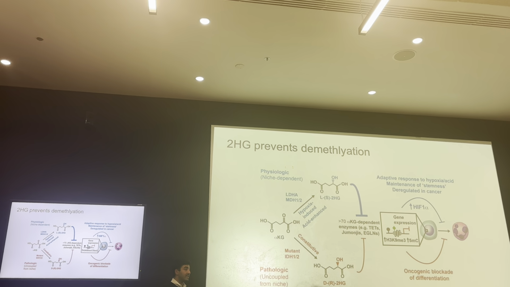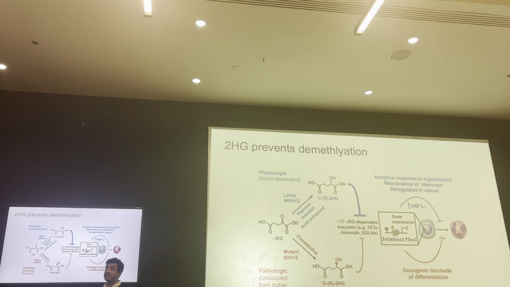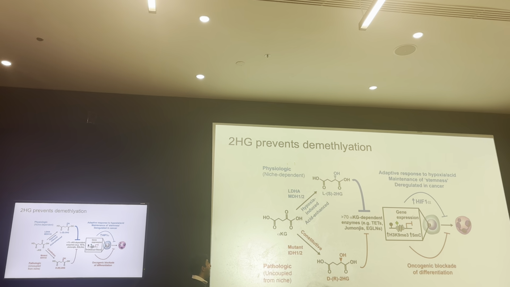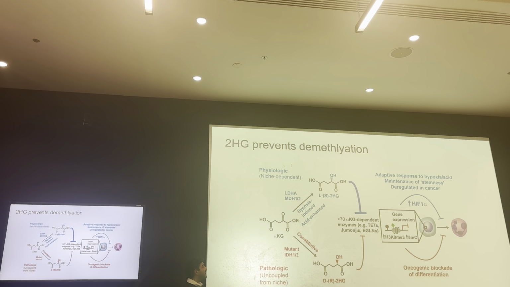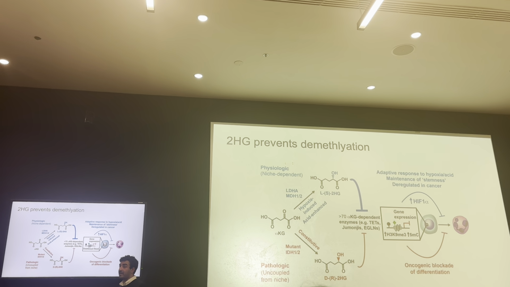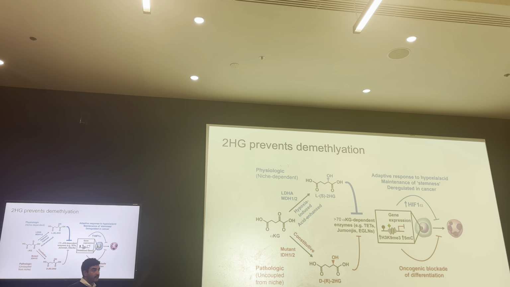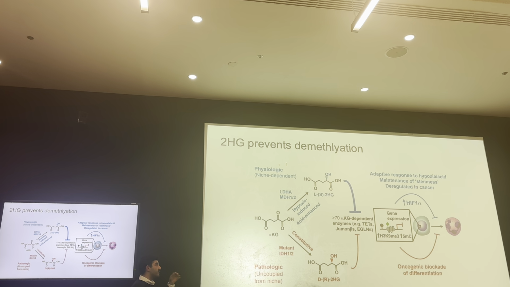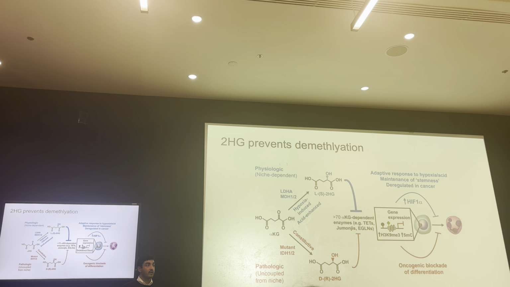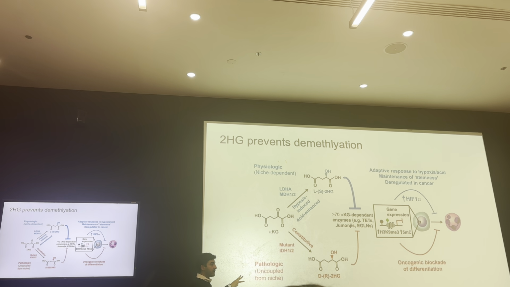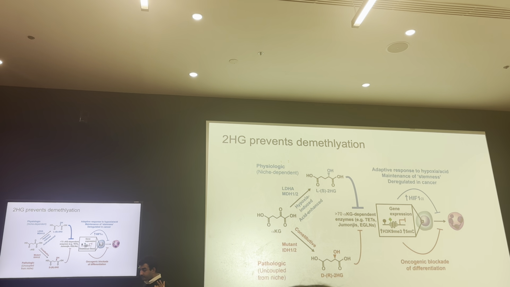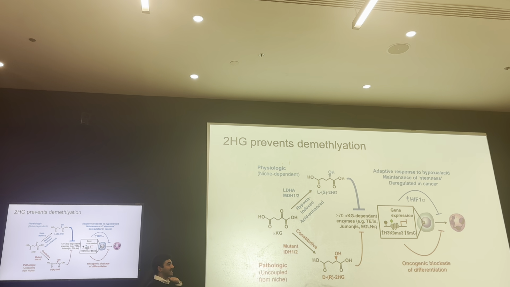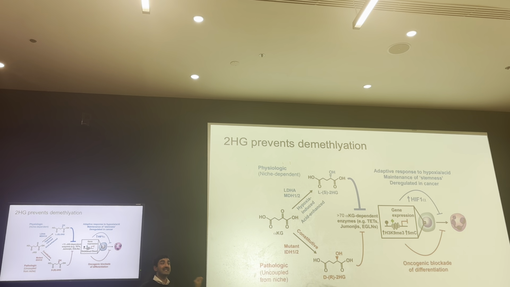We can generate D2HG if we have a mutant IDH, that's isocitrate dehydrogenase, another TCA cycle enzyme. Both of these substrates can inhibit alpha-ketoglutarate dependent enzymes. We can consider these TETs, Jumanjis, these are histone demethylases. So you're essentially generating molecules that look like alpha-ketoglutarate, and you are inhibiting alpha-ketoglutarate dependent enzymes, and you're learning about it specifically within the context of histone demethylases.